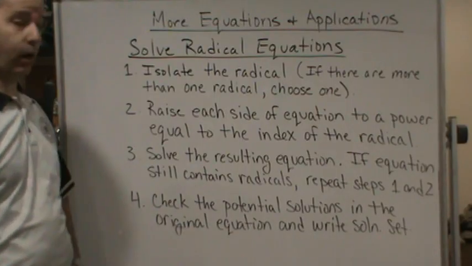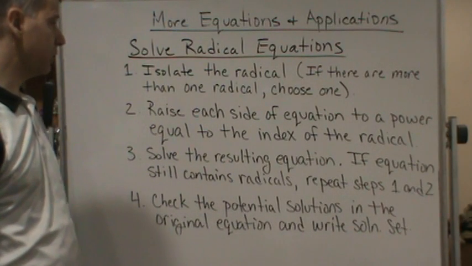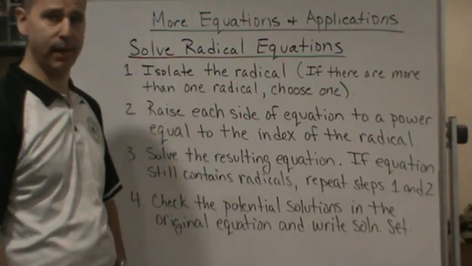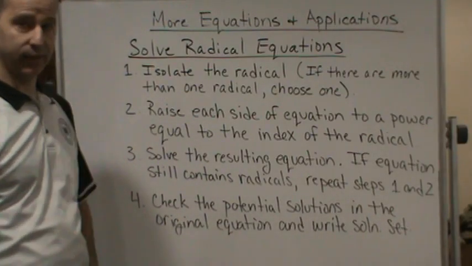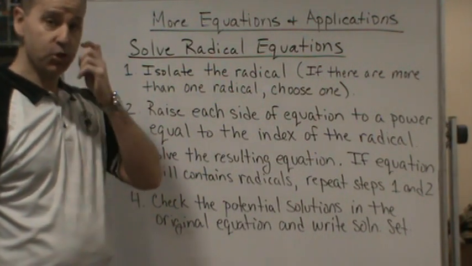If there is more than one radical in the equation, which can happen, then just choose one of the radicals. It doesn't matter which one you choose to isolate. You're going to end up having to isolate both of them eventually anyway, so just choose one.